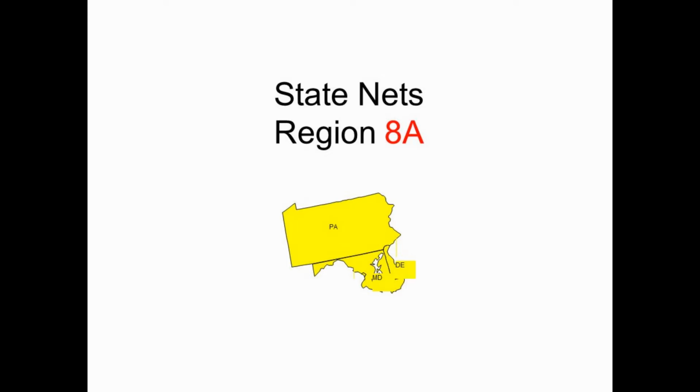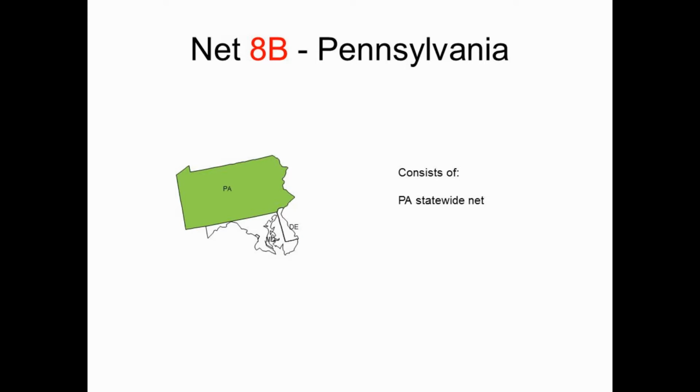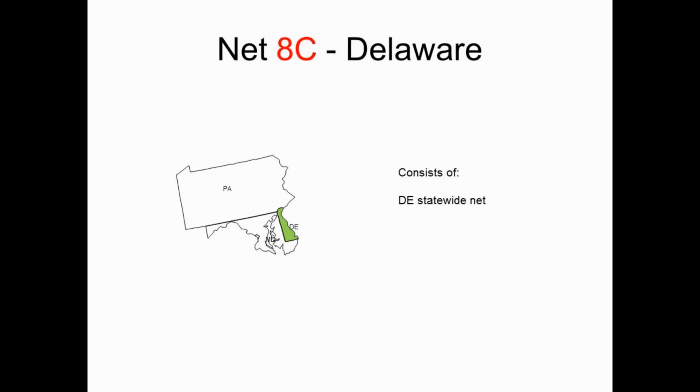The 8 Alpha regional net is comprised of Pennsylvania, Maryland, and Delaware. The 8 Bravo net is the Pennsylvania state net. The 8 Charlie net is the Delaware state net. The 8 Delta net is the Maryland state net.